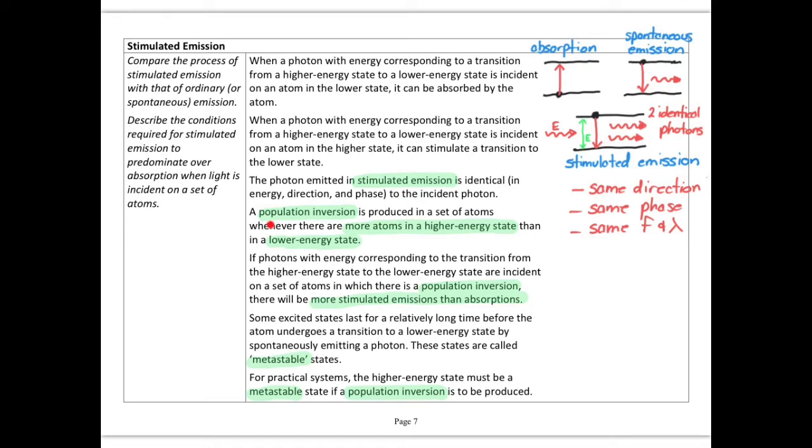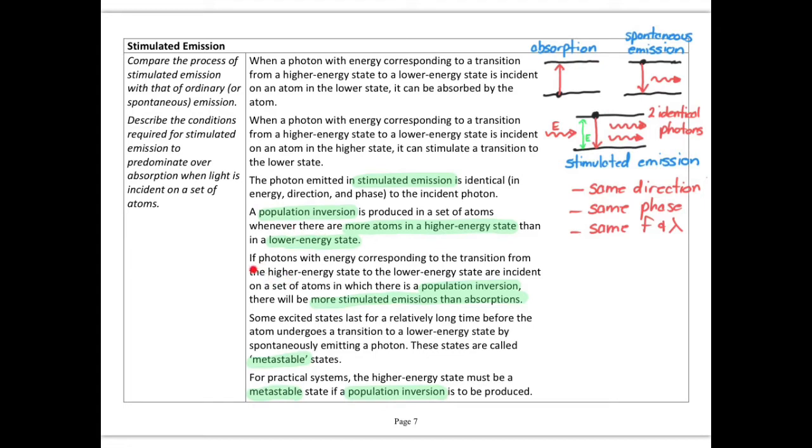Well, firstly, we need to create what's called a population inversion. And a population inversion is produced in a set of atoms whenever there are more atoms in a higher excited state than a lower energy state. So if we go back to these two here, we need more atoms in the excited state, or this one here, the excited state, than in the ground state. Because if there's more in the ground state, when this light hits, it's more likely to cause an absorption to a higher energy level than to cause a stimulated emission. So we need to create some scenario where we have most atoms here in this higher energy excited state. So we call that a population inversion.